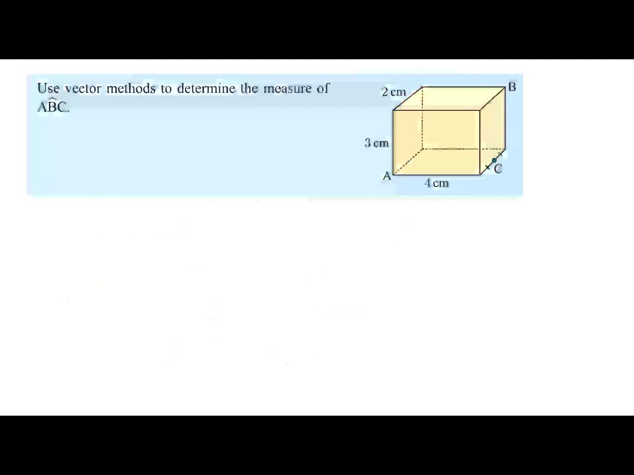Right, so now we can start to use vector methods to determine angles that we might be interested in. We want to use vector methods to determine the measure of the angle ABC. Let's just draw a line AB and then draw a line BC. We're working in 3 dimensions. What we want to know is what is this angle. We can use vectors to do that.